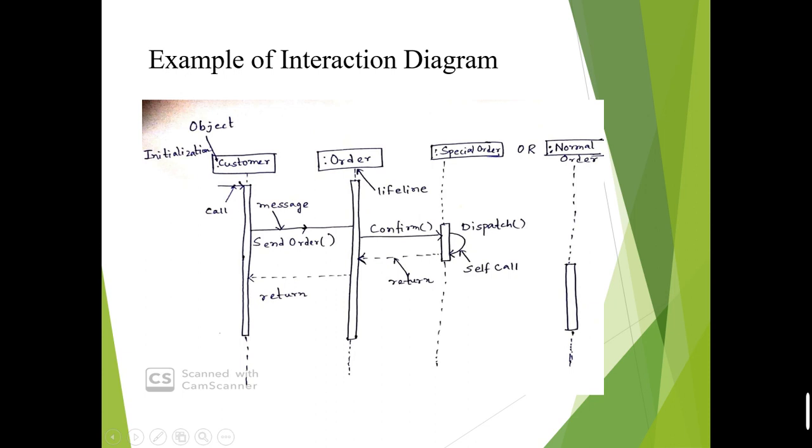Then we are calling the system. Then we are passing the message as sent order from customer to order, using this function. If order is found, then it will return you back. And after the order is confirmed, it will get dispatched. Here, to represent one kind of self call, I have taken one kind of loop. Again, after getting the confirmation, it is returning you back, that is, your order is confirmed in this way.